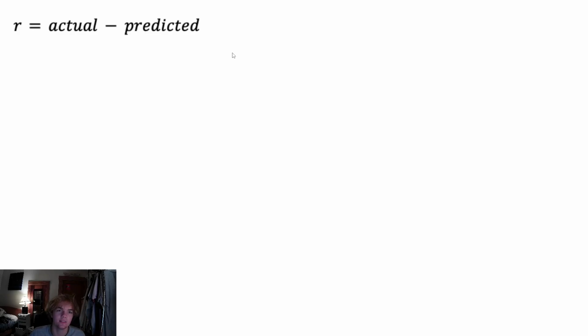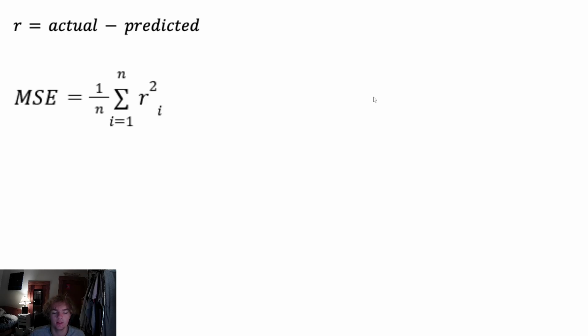So error can be represented by the variable r, which means residual, and the way you find it is by taking the actual value and subtracting what you thought the value was going to be, and what's left over is the residual, the error.